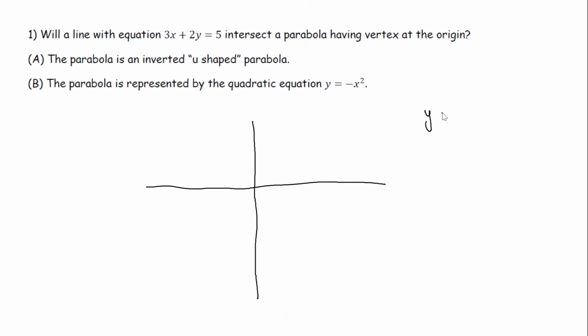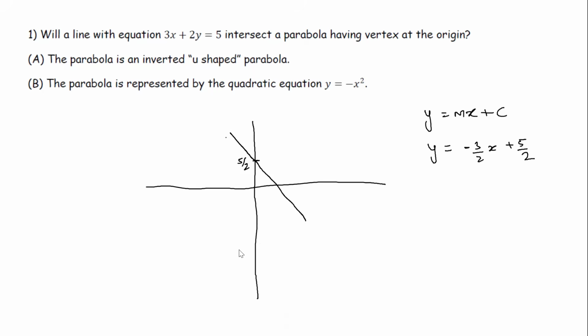So if we write it in the y equal to mx plus c form, where c is the y-intercept and m is the slope, we get y is equal to negative 3 by 2 x plus 5 by 2. So that means we have a negative slope of about 1.5. And suppose this is 2.5, 5 by 2. And this is the line that we have.